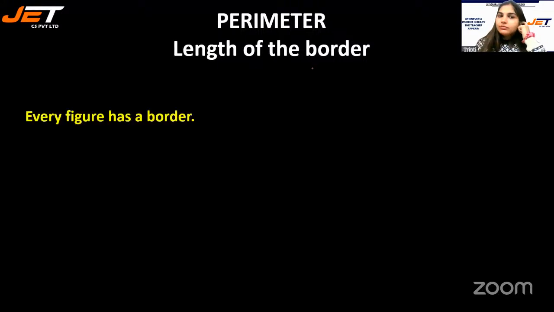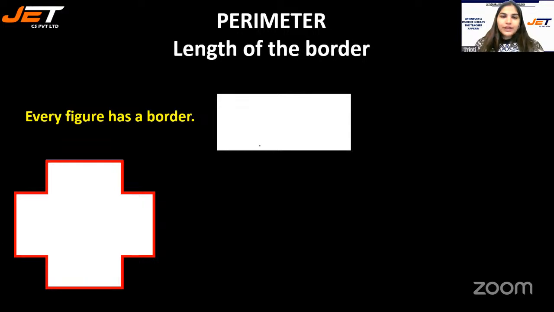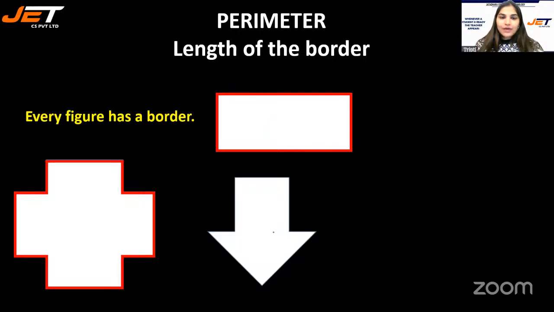Every figure, each and every figure, has a border like this. If I talk about this shape, this figure, the red line that you can see is the perimeter, the border of this figure. If you look at this rectangle shape, the red line here is the perimeter, the border. This arrow you can see, the blue line, that is a border. Border is the outline, the boundary.